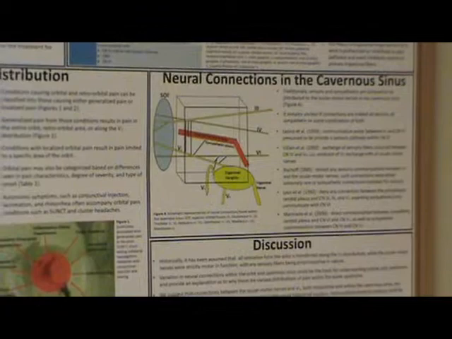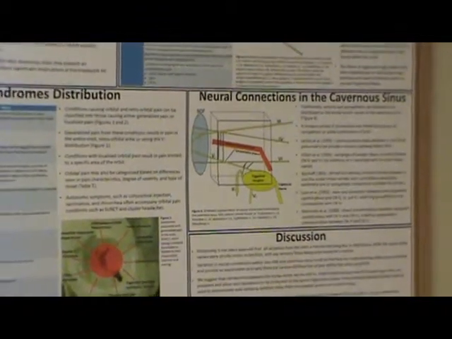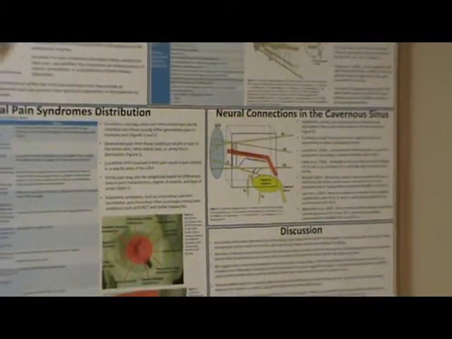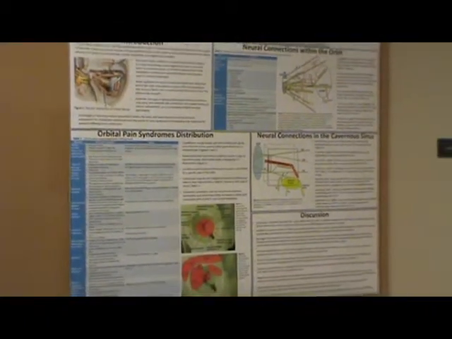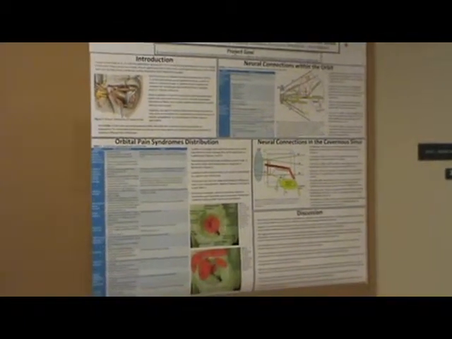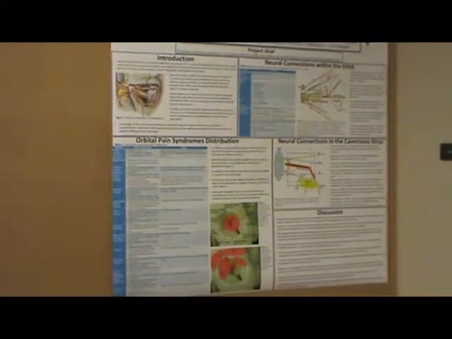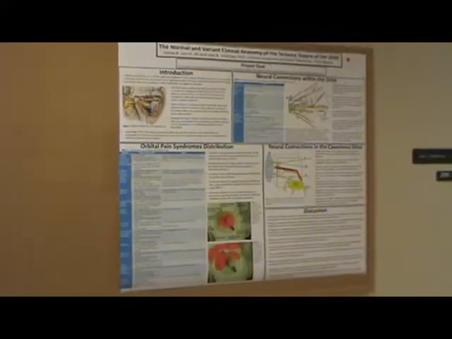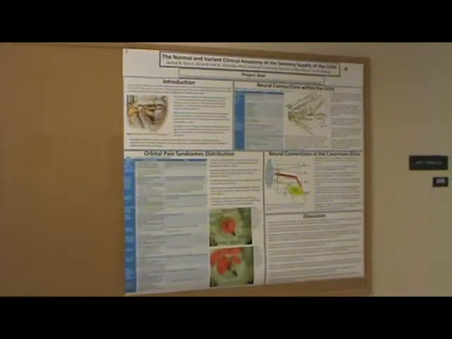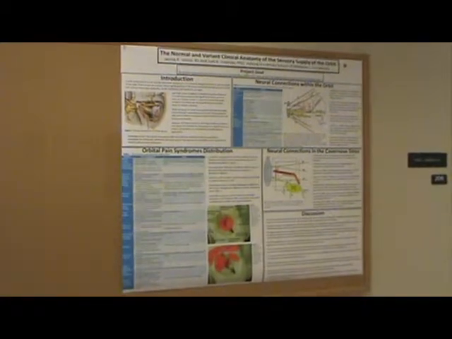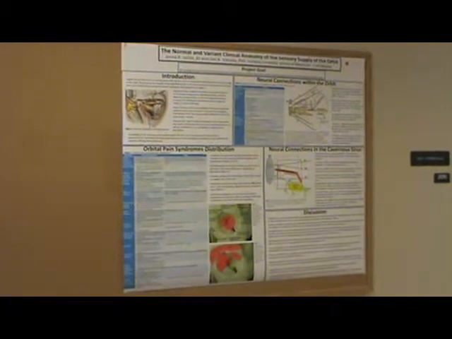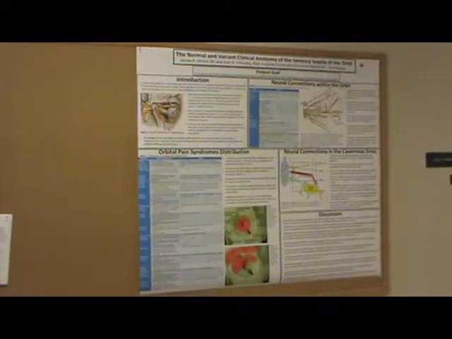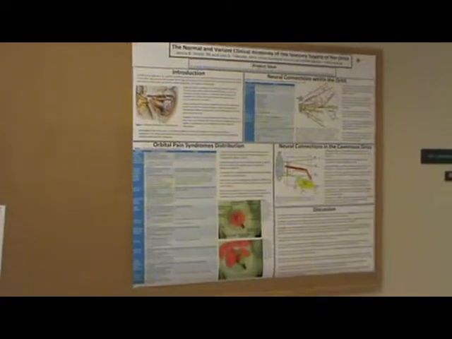Through this information of neural connections within the orbit and cavernous sinus, we suggest that connections between the oculomotor nerves and V1, both intraorbital and within the cavernous sinus, are prevalent and allow pain sensations to be conducted to the spinal trigeminal nucleus. Pain associated with such things as cranial nerve 3 tumors may be explained by variable connections between cranial nerve 3 and V1.